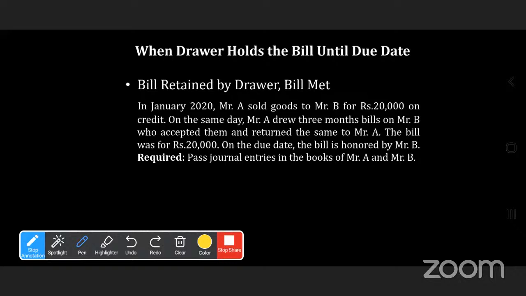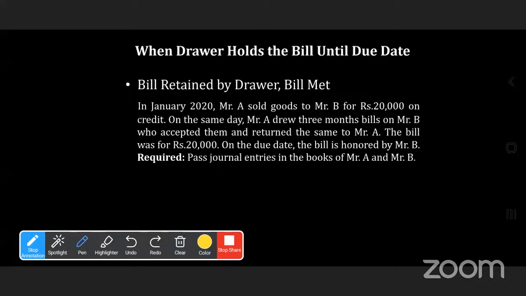So the first option with the drawer is when the drawer holds the bill till due date. Yesterday we have seen there are four options. The first option is when the drawer holds the bill until due date. Now let us see the problem: bills retained by drawer and the bill met. So the bill is retained till the due date and at last the bill will be met.